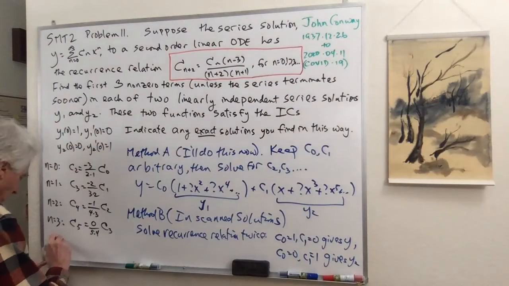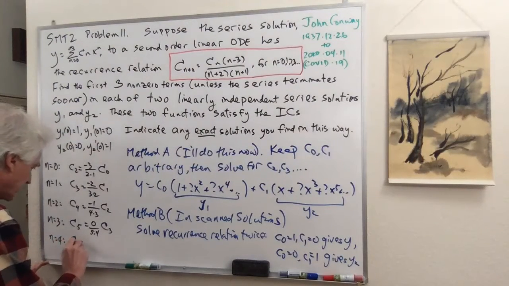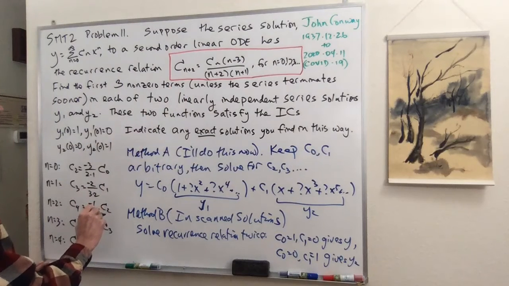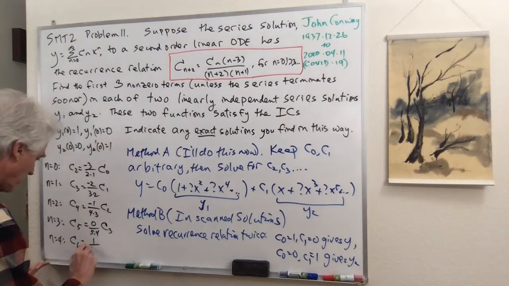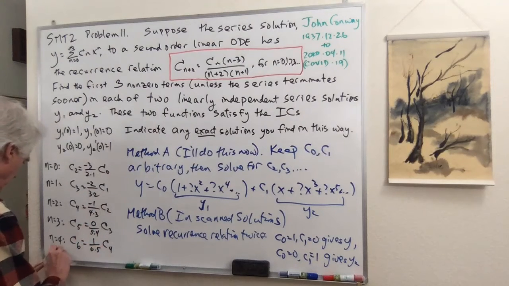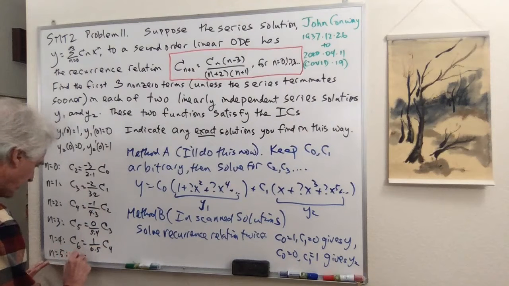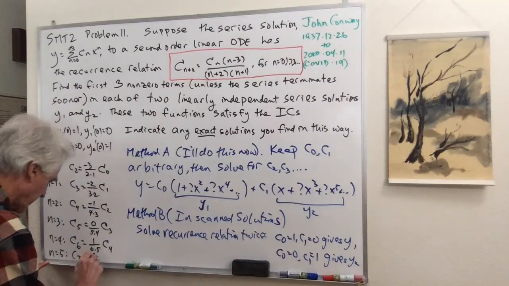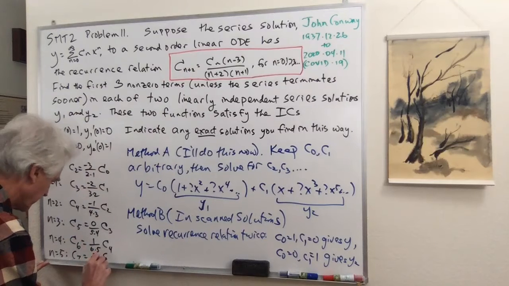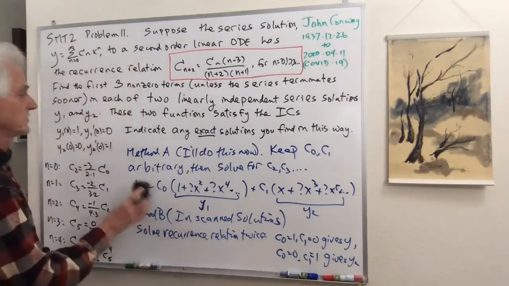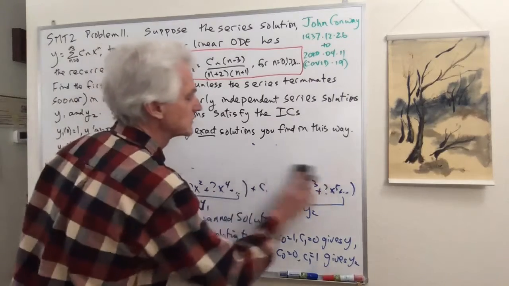Okay, let's just keep going. When n is 4, I get C6: 4 minus 3, I get 1 over 6 times 5, times C4. And when n is 5, I get C7 is 2 over 7 times 6, times C5. All right, so I got these recurrence relations.